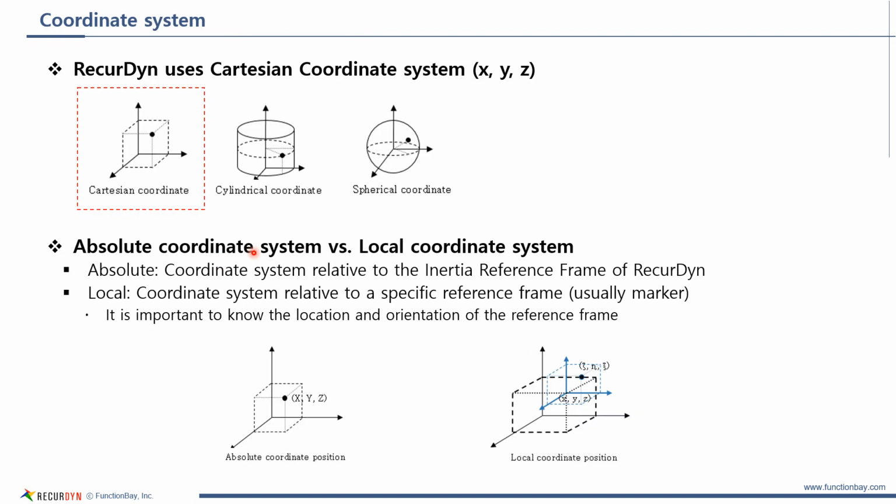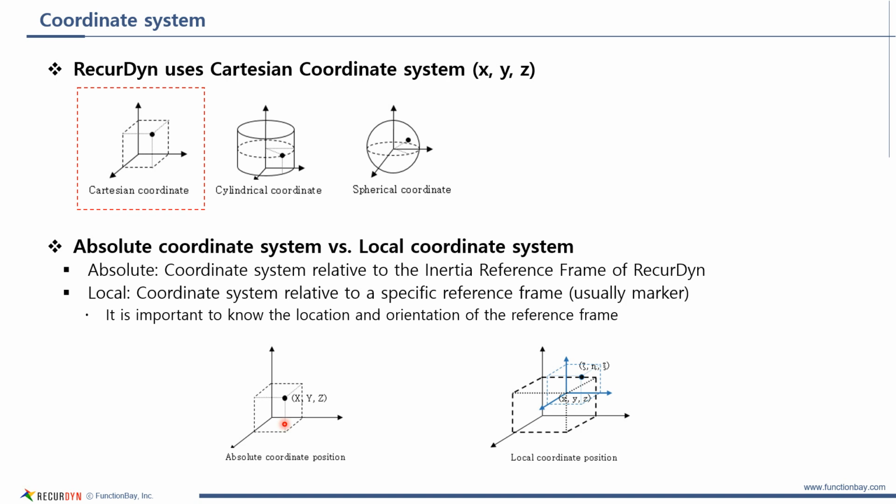For modeling and simulation, the coordinate system is very important. RecurDyn uses Cartesian coordinate system, x, y, z. It is necessary to understand the difference of absolute coordinate system and local coordinate system. Absolute coordinate system is relative to the inertial reference frame of RecurDyn. The location of the inertial reference frame is at 0, 0, 0, and it is unchangeable.